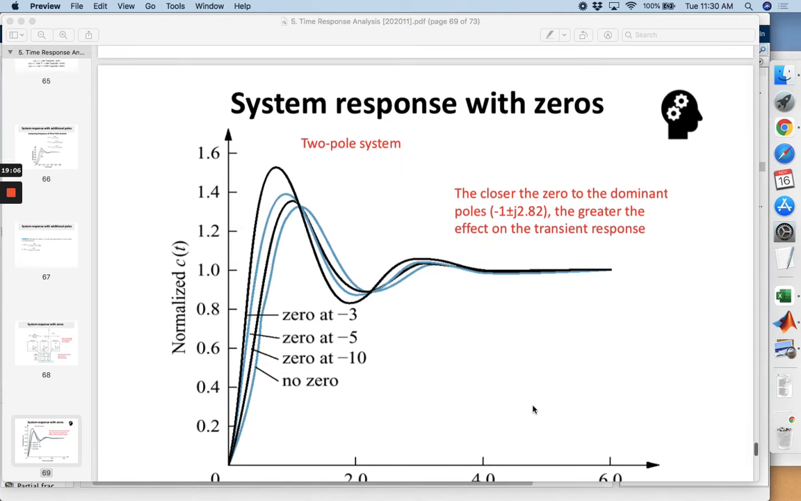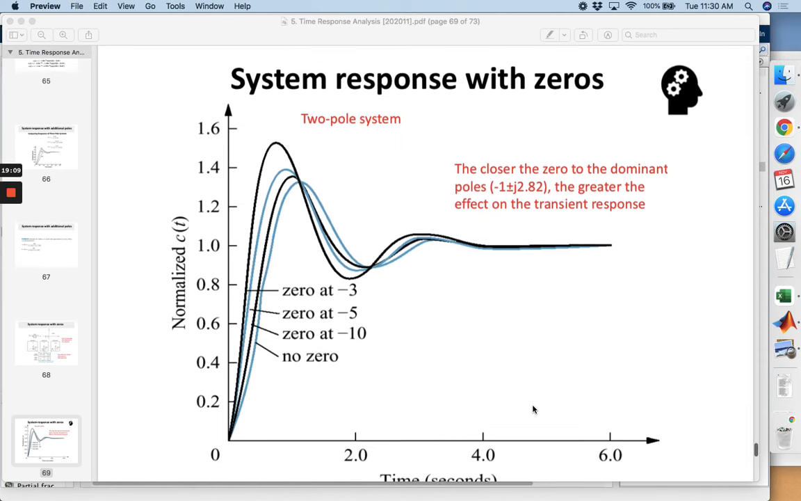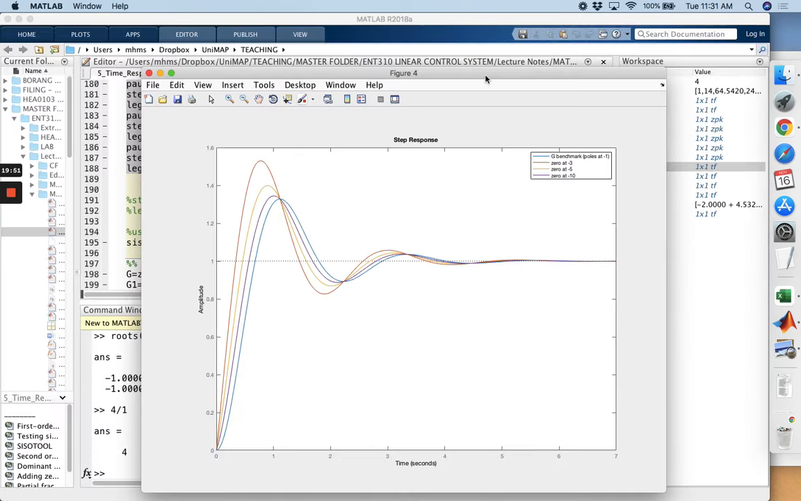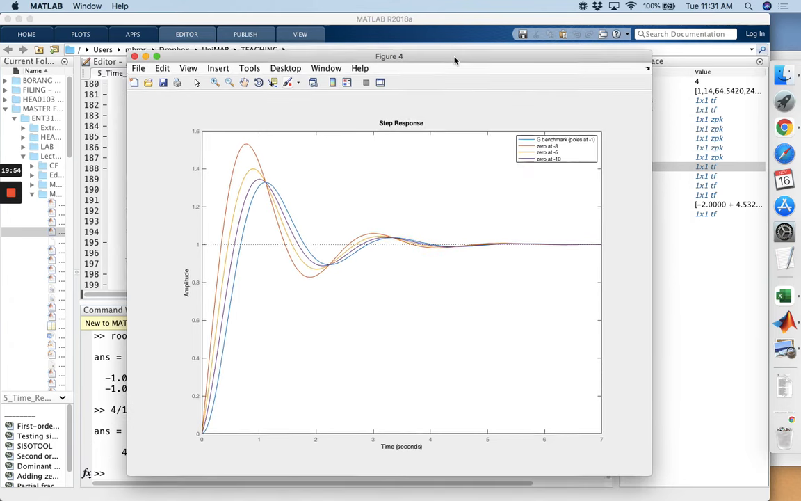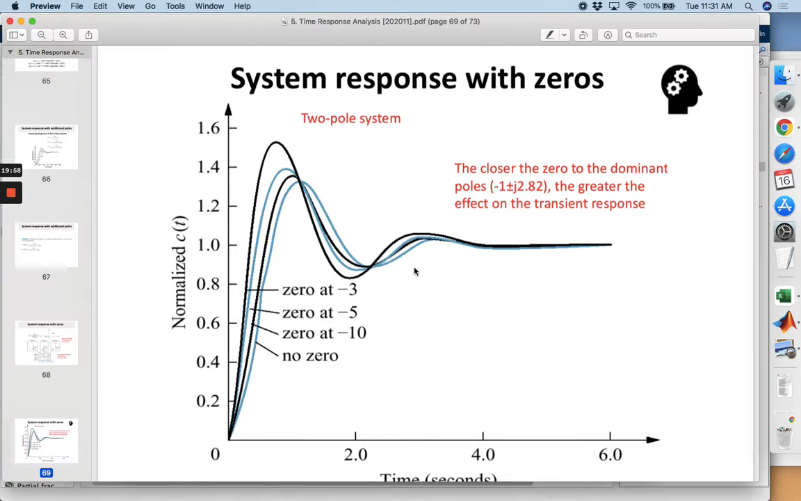Okay, so we can see from this plot, let's say we have a second order system with no zero. The second order system has a dominant pole at -1 plus minus j2.82. How about when we introduce zeros at -3, -5, and -10? This is actually the same plot as you have seen in the lecture slides here.